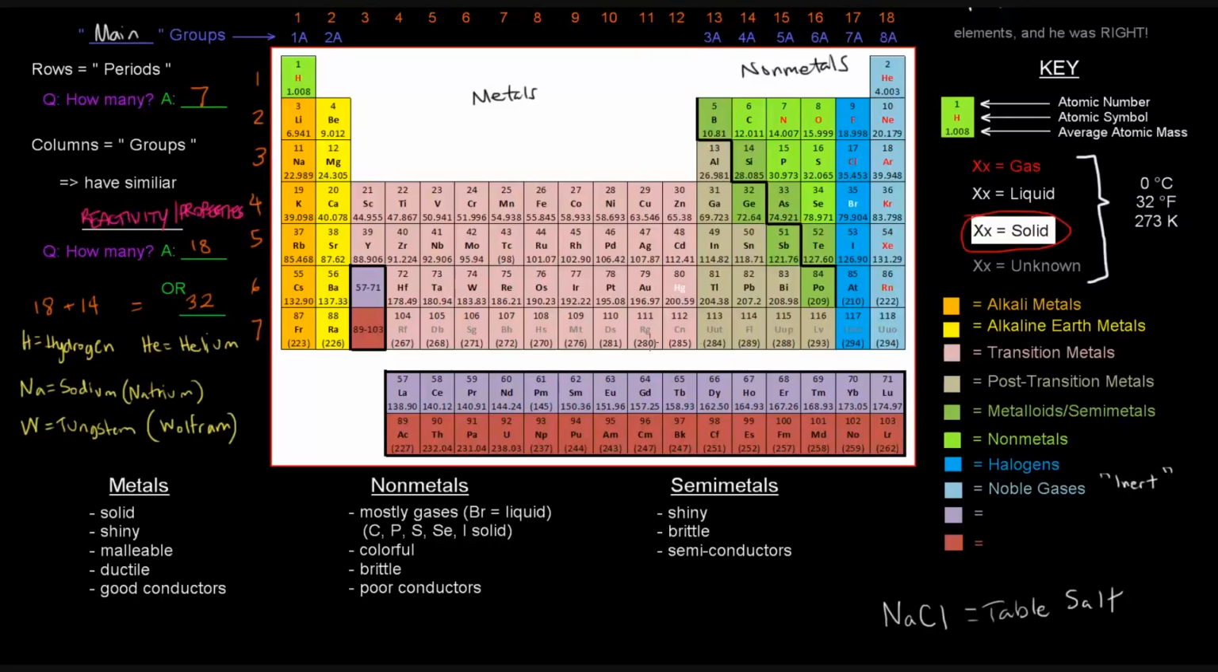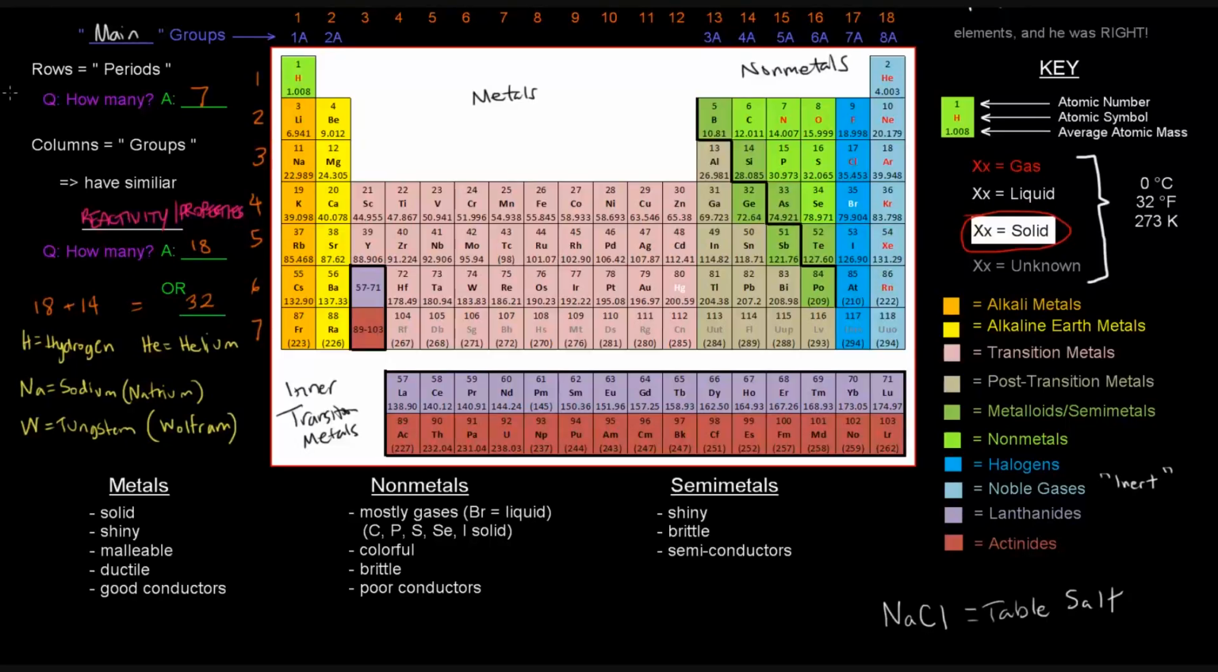The last two rows down here are called the inner transition metals, or inner transition elements. The row starting with La is called the lanthanides, and the row right under it, starting with Ac, are called the actinides. Together they are the inner transition metals.